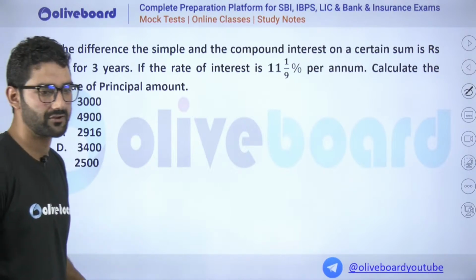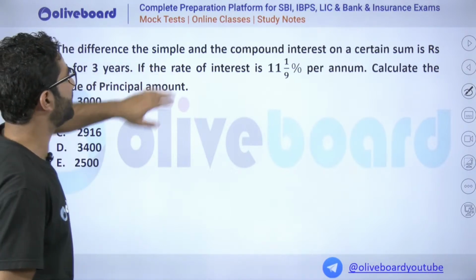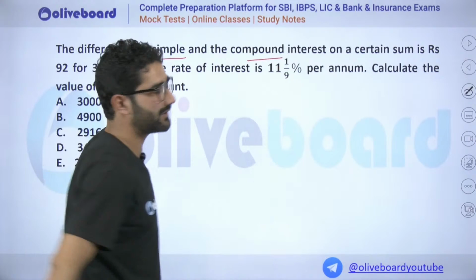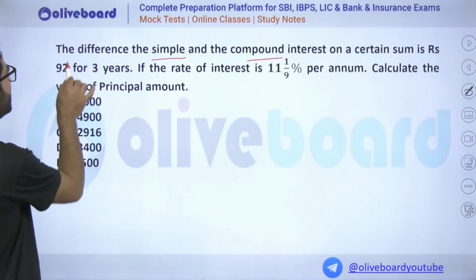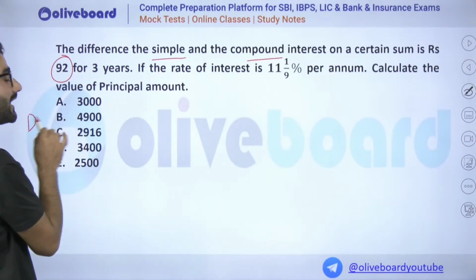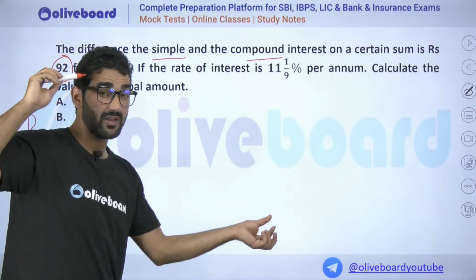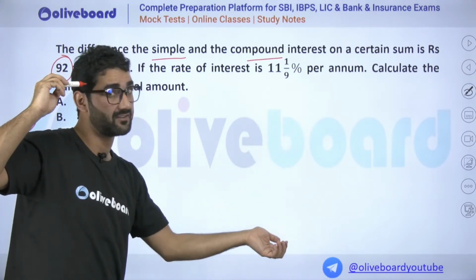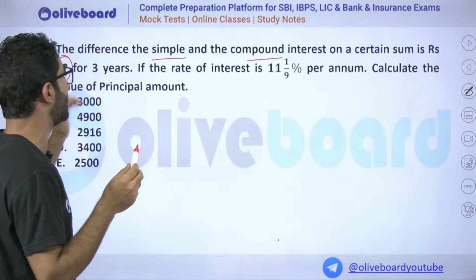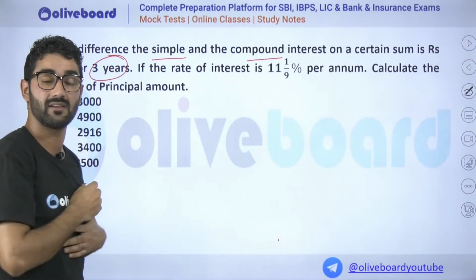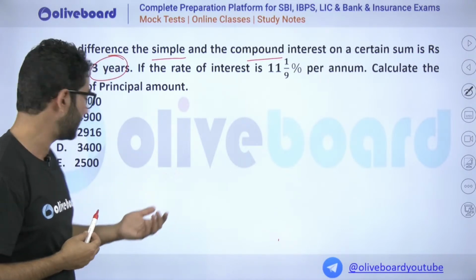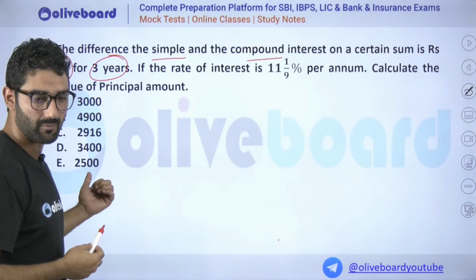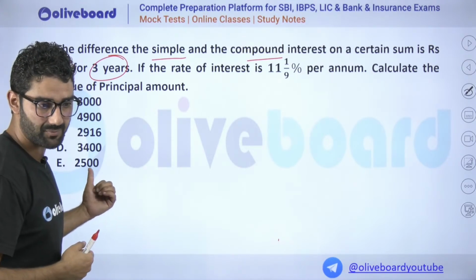Okay, let's go for this question, my dear. It is given that the difference between simple and compound interest on a certain sum is given. The value we get at the bottom by solving this is the difference. That is given as 92. Time is also given as this. Now I have to read E. Okay, Manisha Gupta said it's option E.